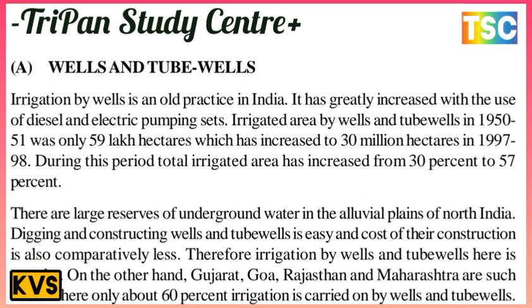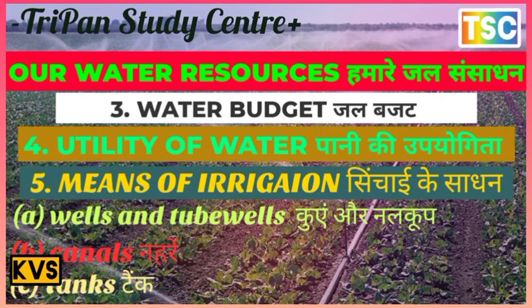On the other hand, Gujarat, Goa, Rajasthan, and Maharashtra are such states where only about 60% irrigation is carried on by wells and tube wells. There is an important point here. The 60% irrigation here, the Gujarat, Goa, Rajasthan, Maharashtra are there as the wells and tube wells. The next point is important here.